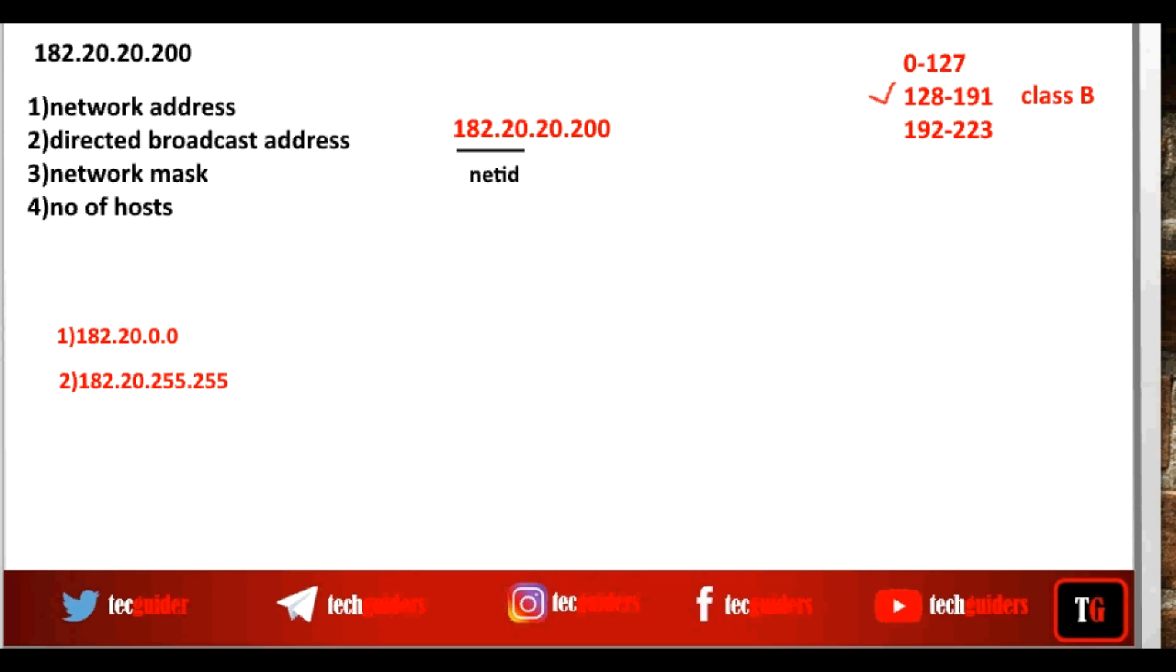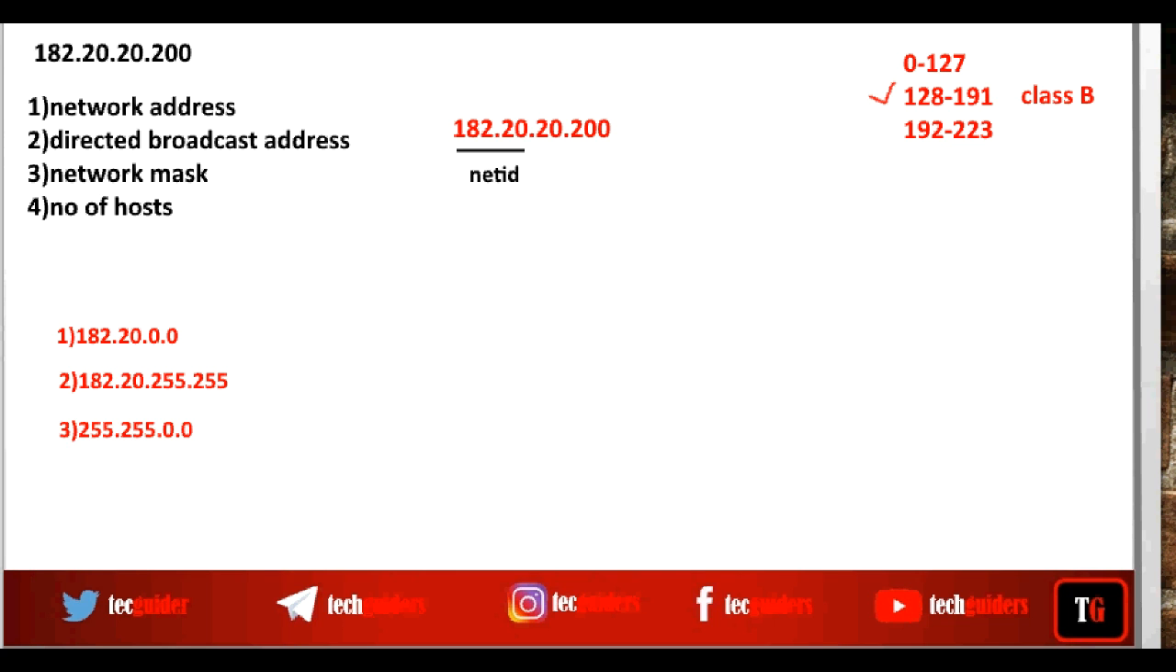182.20.255.255. Then what is the network mask for this IP address? The network mask for all Class B IP addresses is all ones in the network ID portion followed by all zeros in the host ID portion. It is 255.255.0.0.